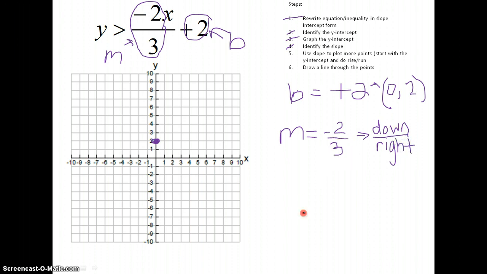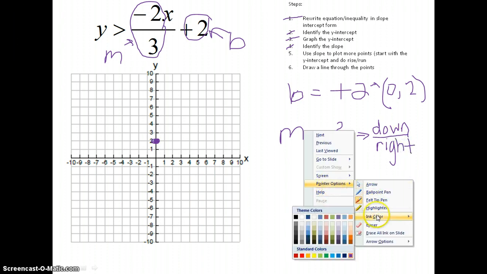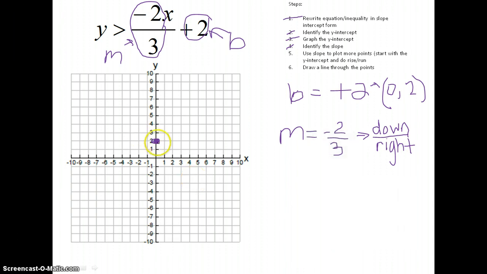Okay, so our signs tell us what direction we go. So let's do that. Okay, so now we're going to start at the y-intercept, and it tells us to go down 2, and then to the right 3. 1, 2, 3. And then again, you go down 2, and then to the right 3. 1, 2, 3. And put a dot there.